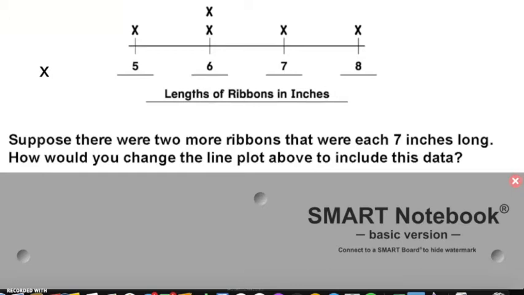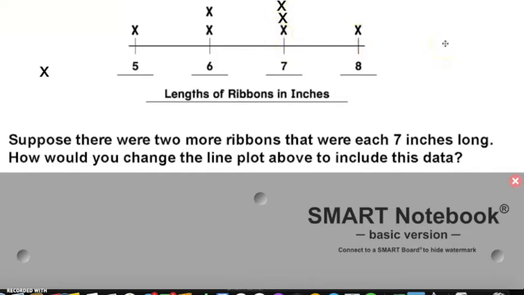Okay, so what you're probably thinking is to show 2 more ribbons that are 7 inches long, we can take 2 more X's and put them right above the 7 mark on our line plot. So I'm going to do that now. So I added the first one and I'm going to add 2 more. So now the number of objects or ribbons that are 7 inches long has changed. It went from 1 to now we have 3.